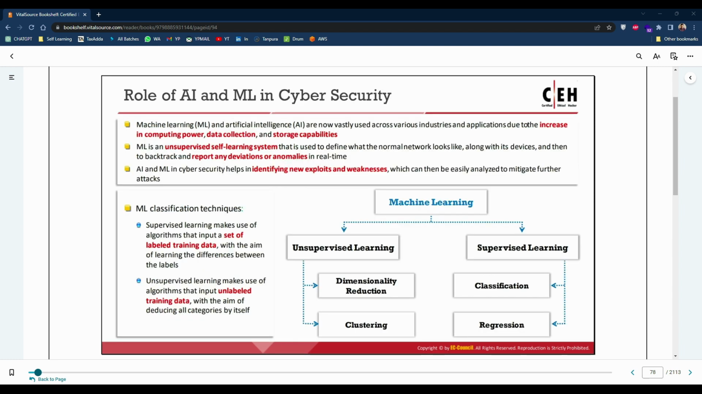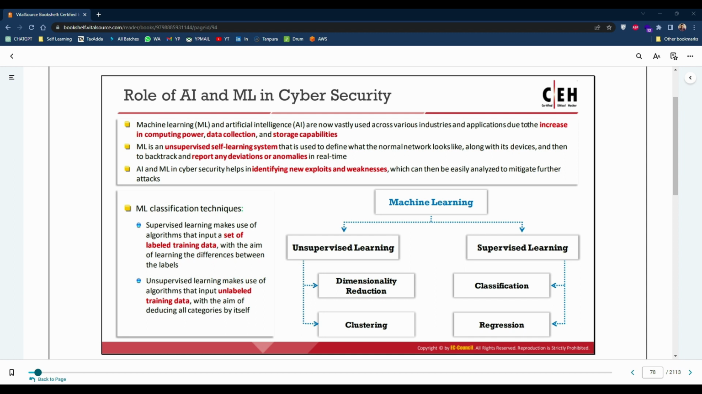Oh, yes, and that is a big point, the role of AI and ML in cybersecurity. What is AI and ML? So machine learning for ML and artificial intelligence for AI. These are now popularly used across various industries and applications due to the increase in computer power, data collection, and storage capabilities as well.